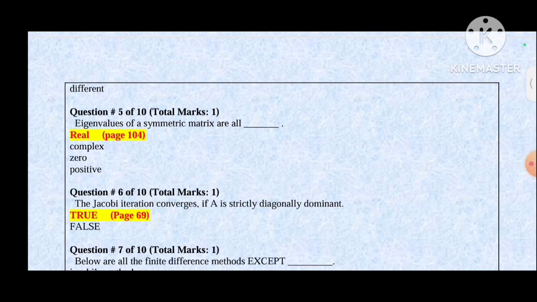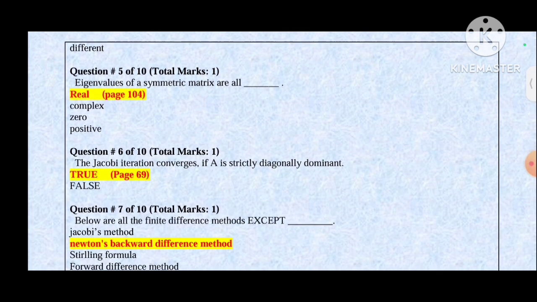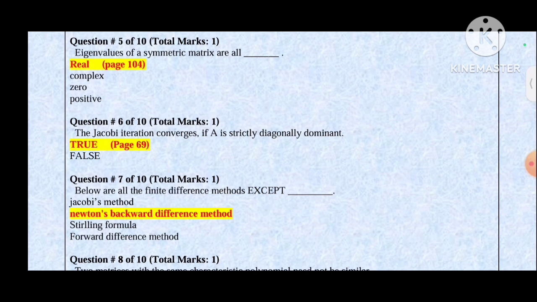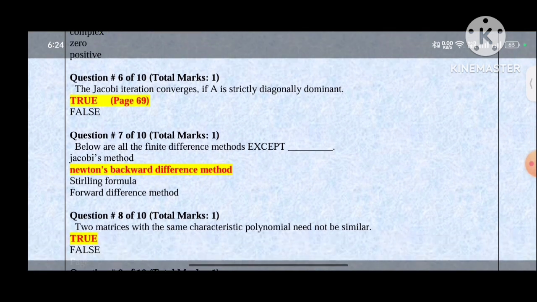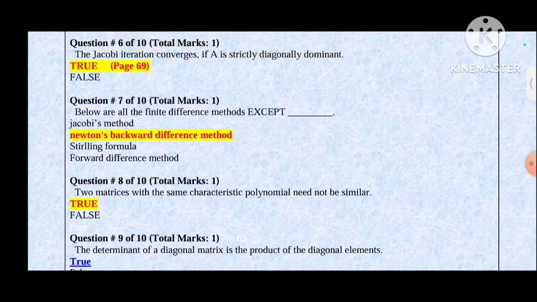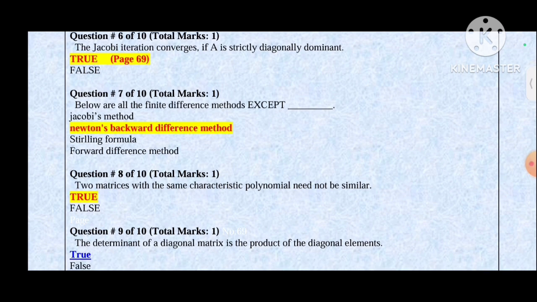Eigenvalues of a system matrix are all real. The Jacobi iteration converges if A is strictly diagonally dominant. True. Below are all finite difference methods except Newton's backward difference method. Two matrices with the same characteristic polynomial need not be similar.